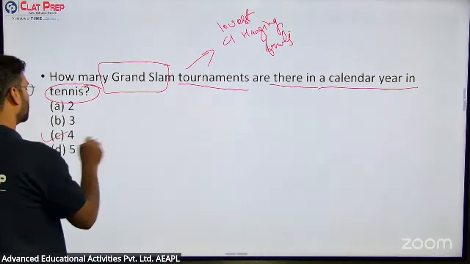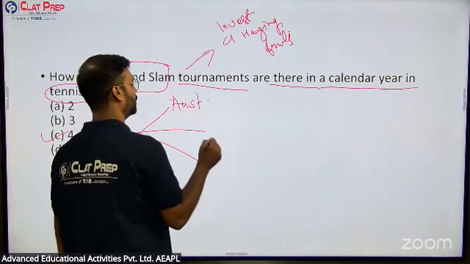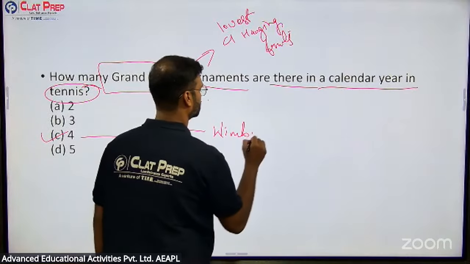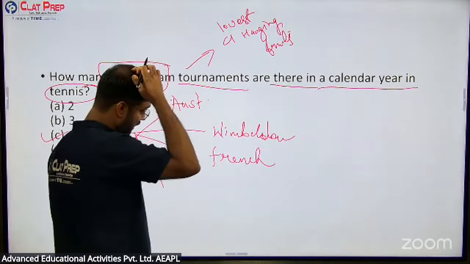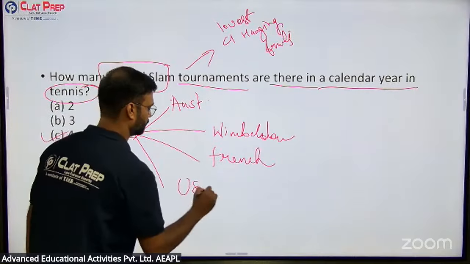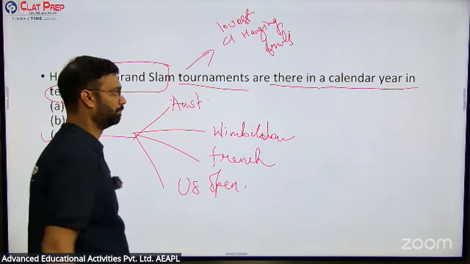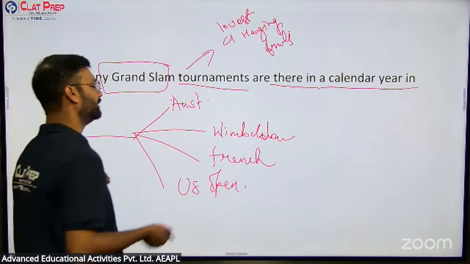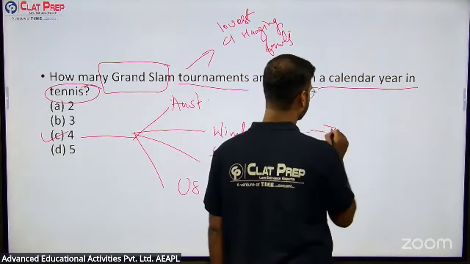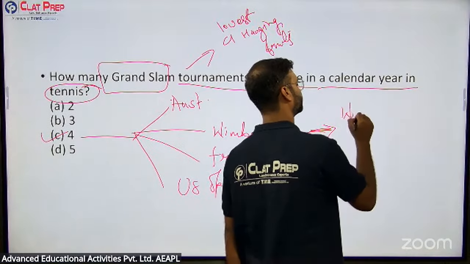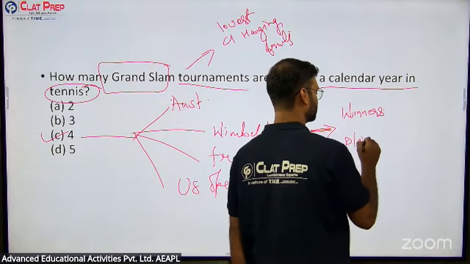The answer is 4. There are 4 Grand Slams in tennis: the Australian Open, Wimbledon, the French Open, and the US Open. These are the 4 most important tournaments in tennis, the Grand Slams, which are played every year, right? Now, with regard to this, because a lot of times I've seen questions from tennis being asked, you should know the winners, right? And the players who have won these tournaments the most times.